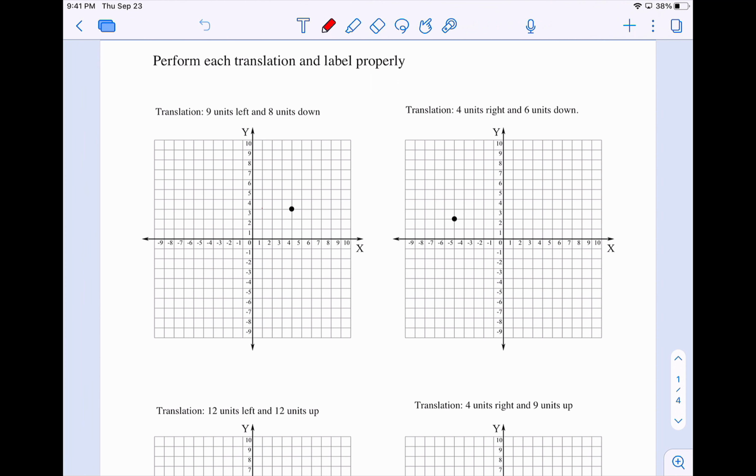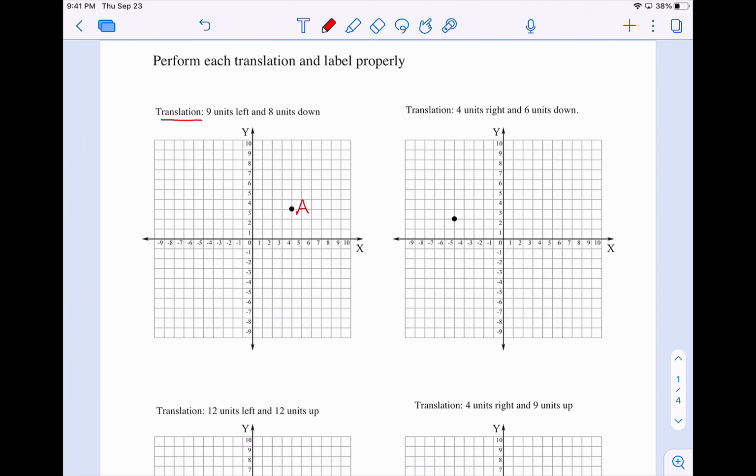Translations on a Cartesian plane. So a translation is a slide or a movement in straight lines. So in these first examples here, we're going to be moving this point, starting here with the one on the left. We're going to use this point and we're going to label it A. So we're going to move point A, what we were asked to do in the instructions here. So we see at the top, translation, they want us to move it 9 units left and 8 units down.